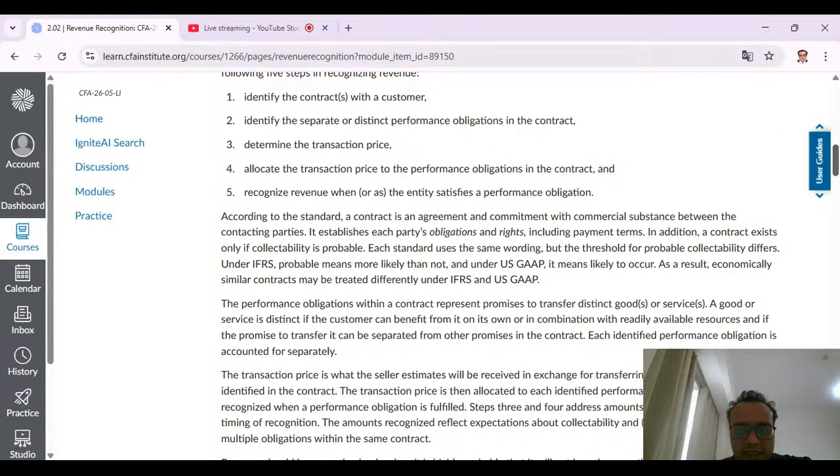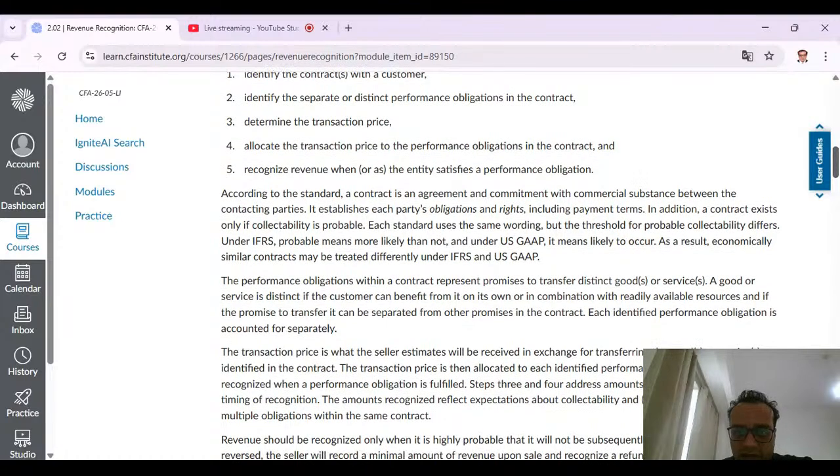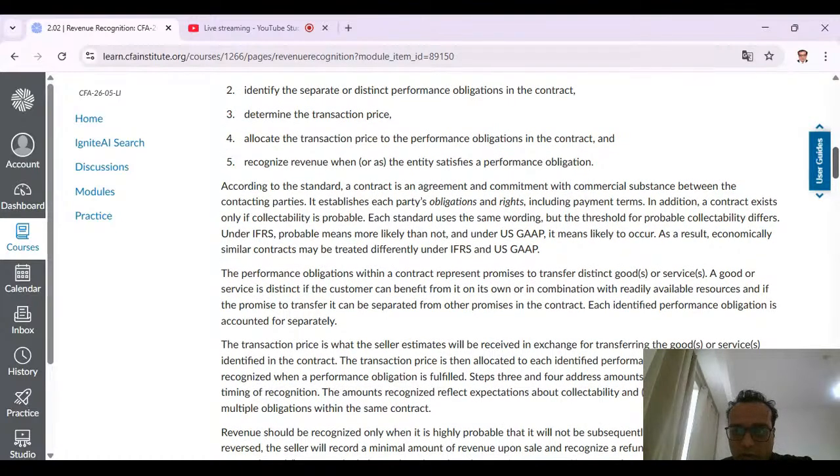A contract is an agreement and commitment with commercial substance between the contracting parties. Each party has an obligation. Each standard uses the same wording, but the threshold for probable collectibility differs.